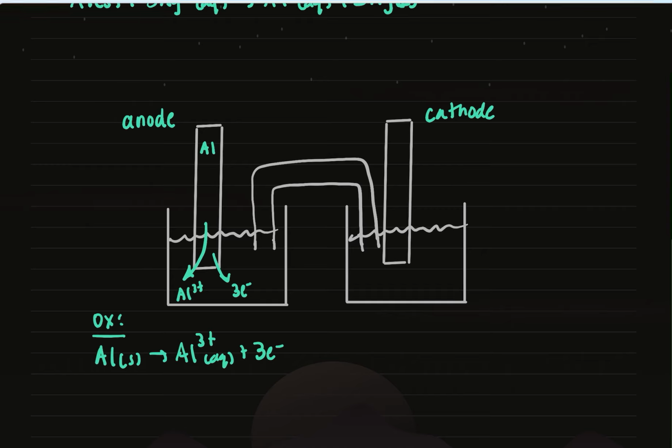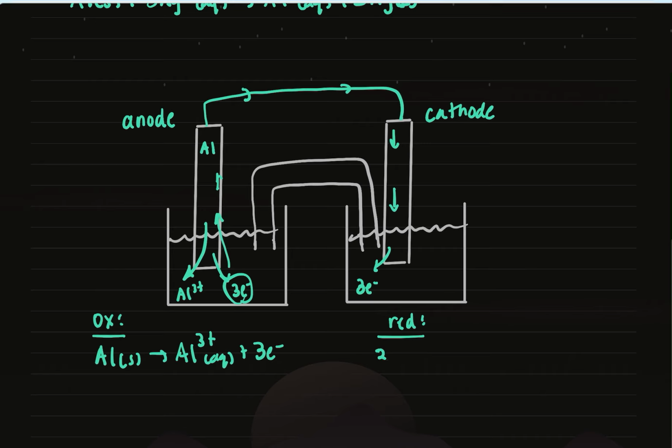Now these electrodes, the anode and cathode, are also going to be connected by a wire, so we'll sketch that in. The electrons will travel up the anode, go across the wire, and then come down the cathode, and then they'll go into this solution where they will be reduced or reacted with the ions in there.